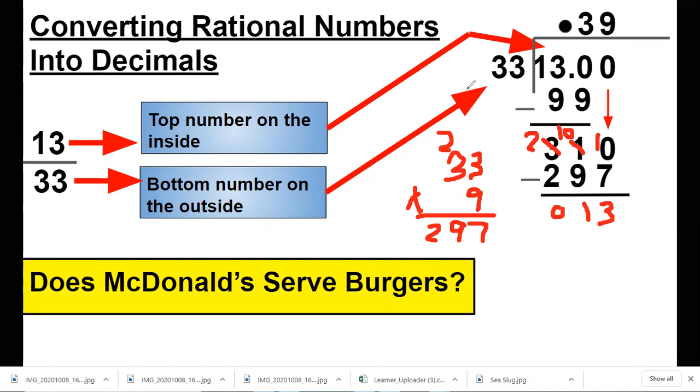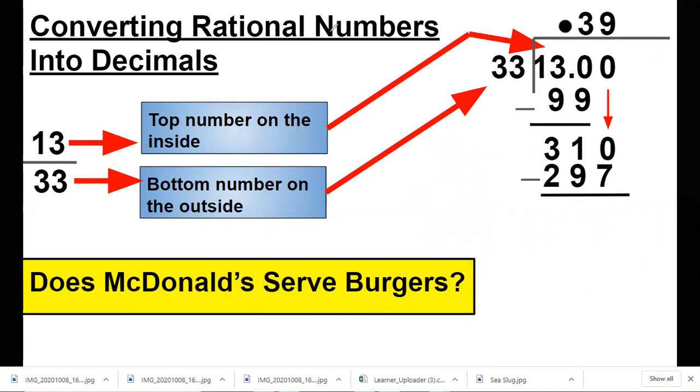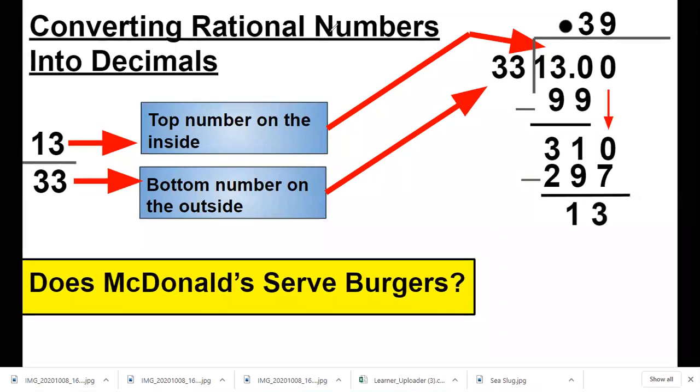Let's clear it and let our computer do that for us. It's going to put our number 13 in. There it is. Are we finished? No, because we still have a remainder. So we're going to put another 0 up there and bring it down. And now we have 130. How many 33s go into 130? Well, 30, 60, 90, 120, probably 4, right?